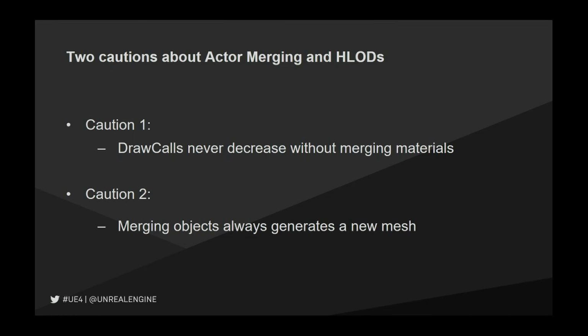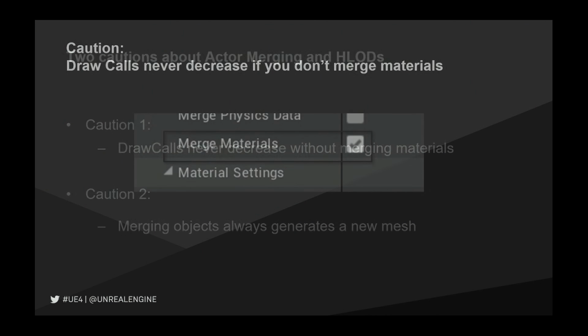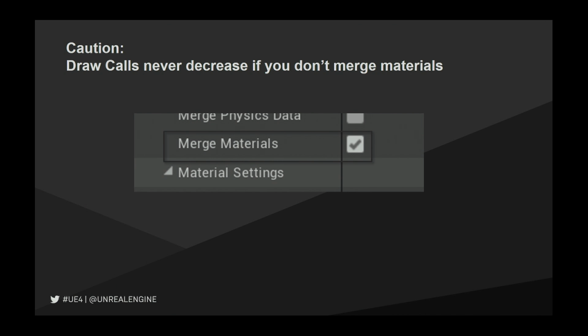And there are two additional cautions here. Draw calls can never actually be reduced unless you merge the materials. And the other concern is merging objects always generates a new mesh, even if you already previously merged the same mesh in the same orientation. So in order to actually reduce the number of draw calls, you need to make sure that you check the merge materials checkbox when you merge the actors.